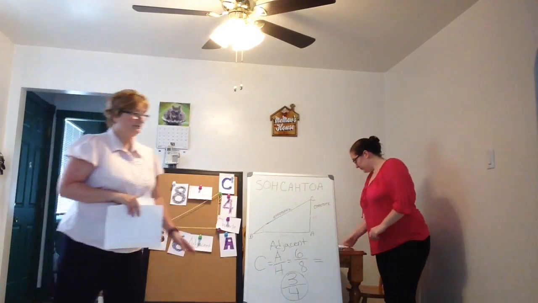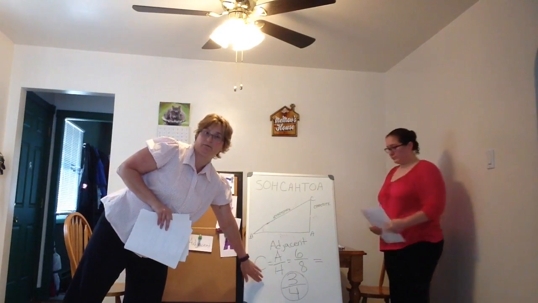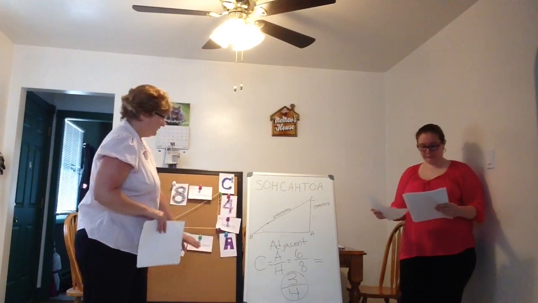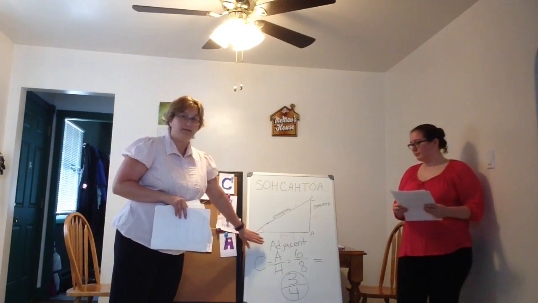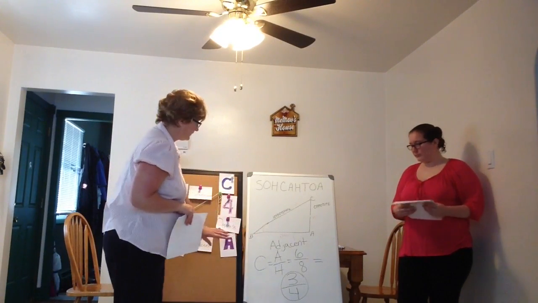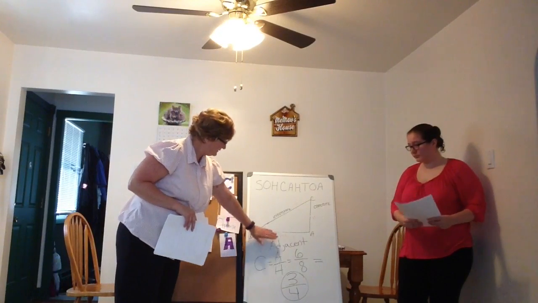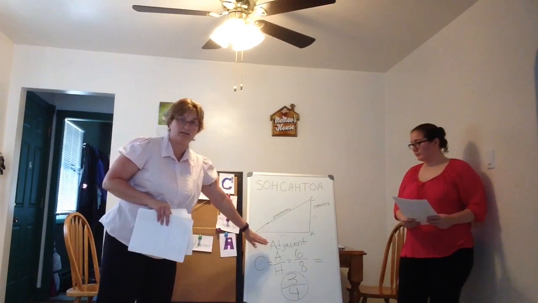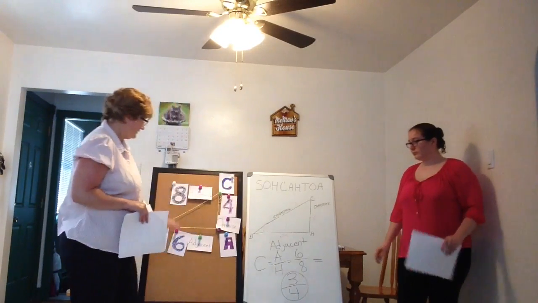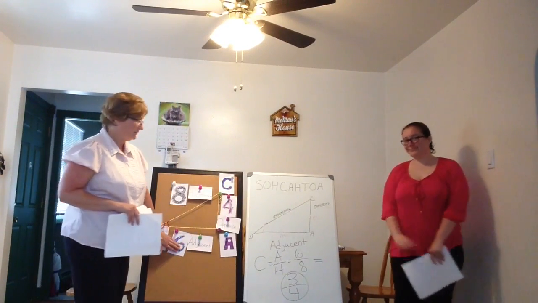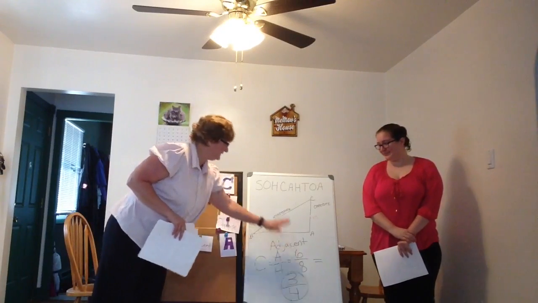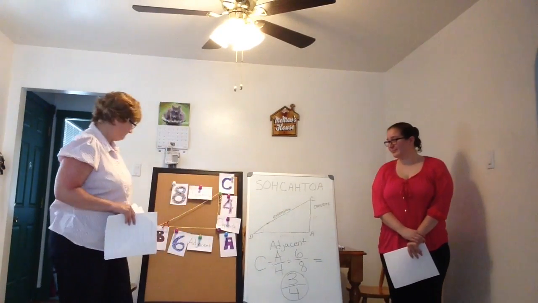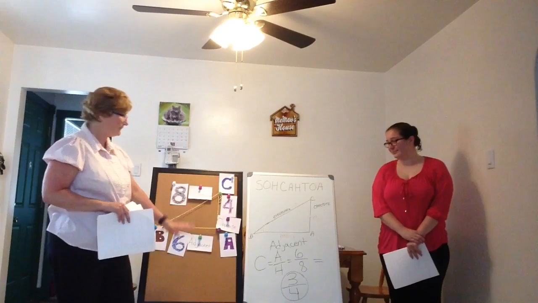Okay. Did everybody get 3/4? How did we get to 3/4? Well, your adjacent side, which is this side here, next to your angle and opposite the hypotenuse, is 6. Your hypotenuse is 8, which is your long side.